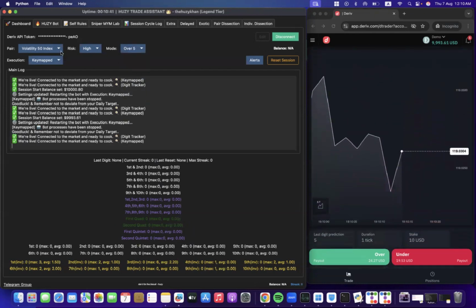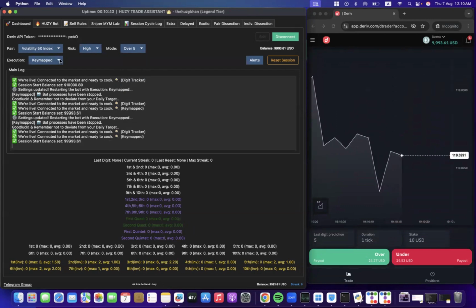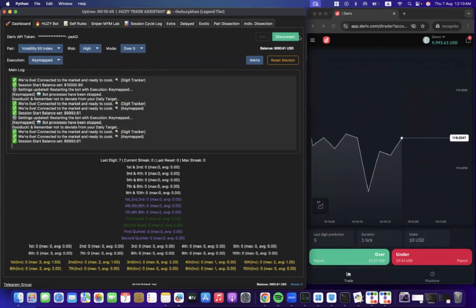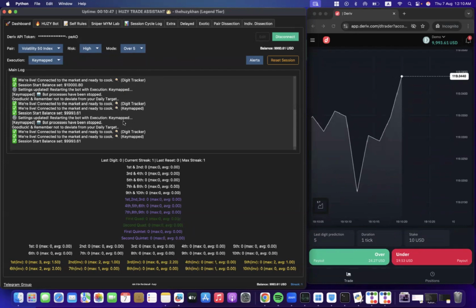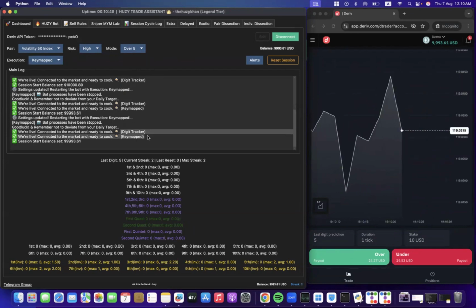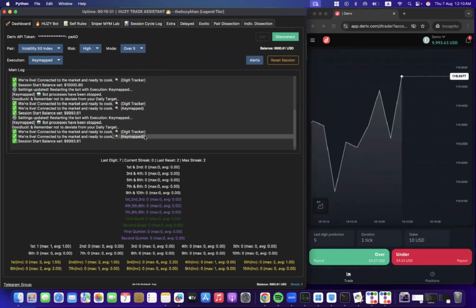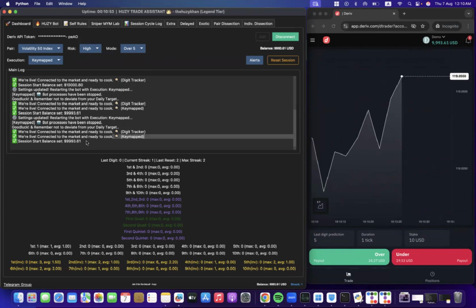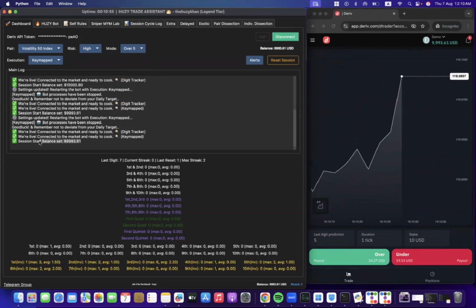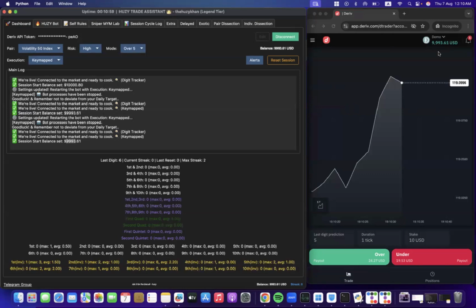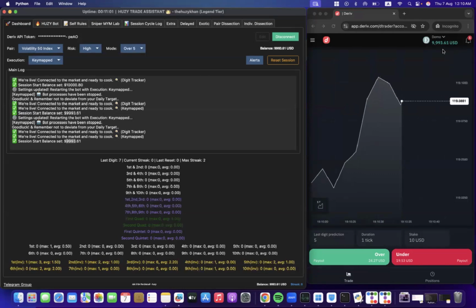So once you have all of these settings set up, just click on the connect button. Once you do, it's going to show you that your digit tracker is connected, your key map execution mode is connected, and your session start balance, which you can clearly see, 993. You can see the same balance being represented over here.